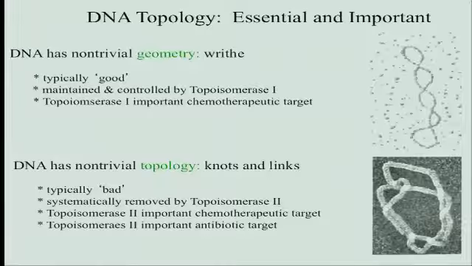So this is just a brief introduction, but I hope I've been able to at least inform you a little that DNA has non-trivial geometry, which we recognize as writhe, and that writhe is typically good. DNA is typically supercoiled, has negative writhe in the cell. It's maintained and controlled by this protein, topoisomerase I, which harnesses the formula link equals twist plus writhe to do a change in twist, which leads to a change in writhe, and that topoisomerase I is an important chemotherapeutic target.